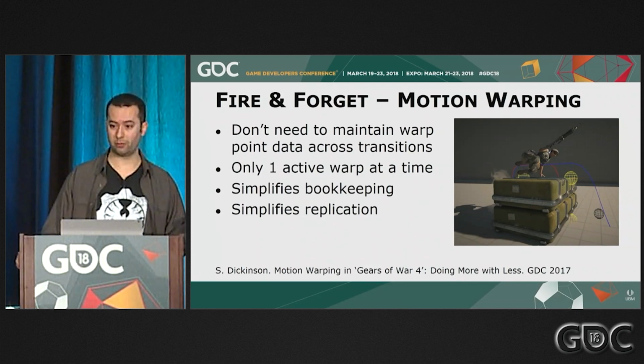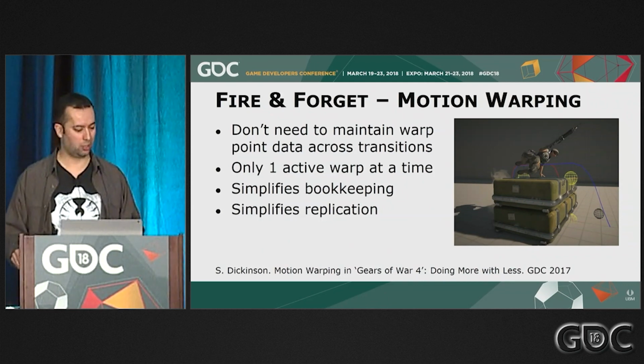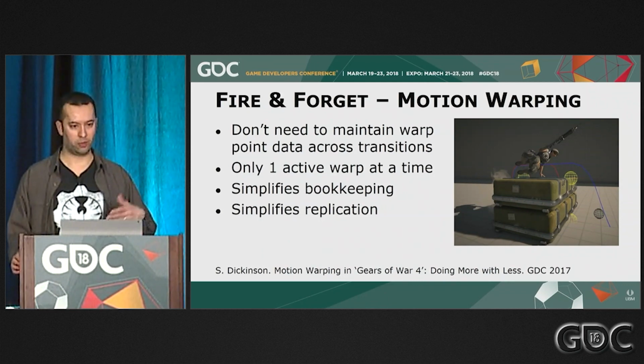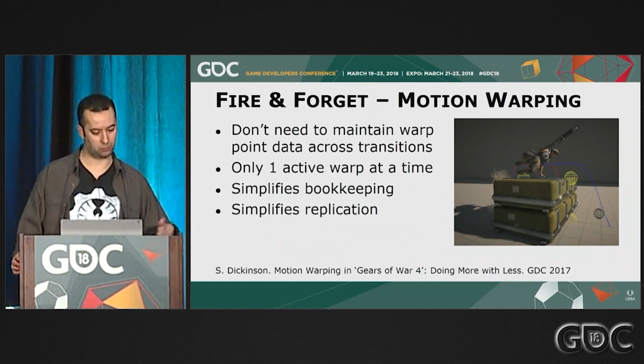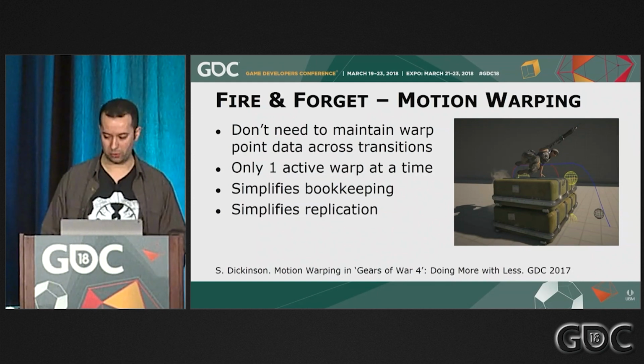We actually don't even support that in our engine because there's no need. We only have one set of warp points, these landmarks, once for each character. It works because we only ever have one active warp at a time. If we're transitioning, we just do the inertialization, so we're not remembering the old state.